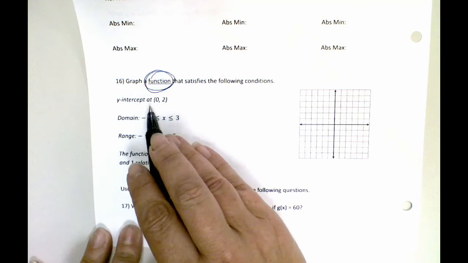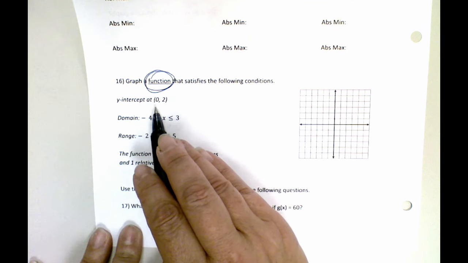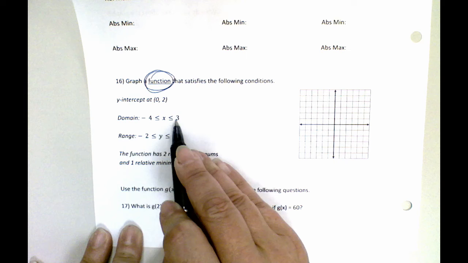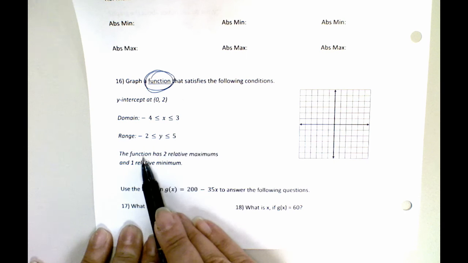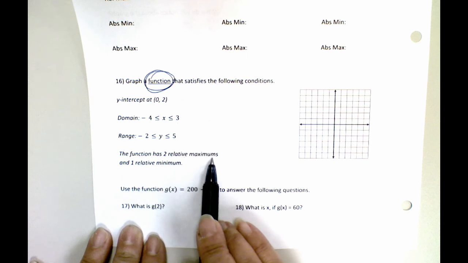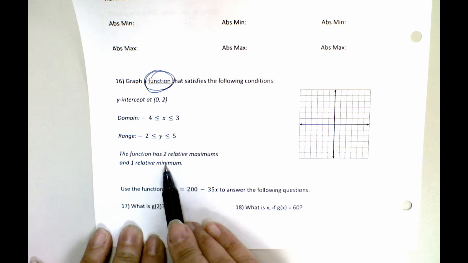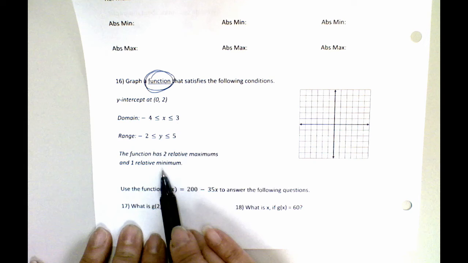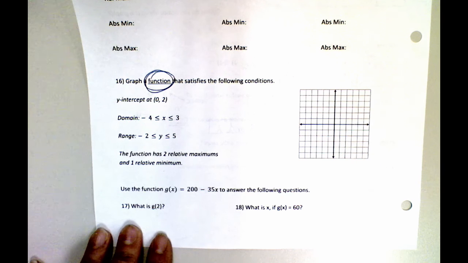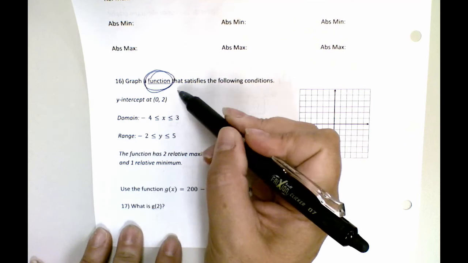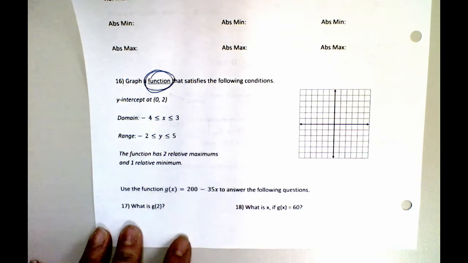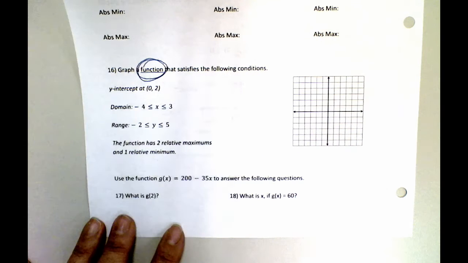So you are going to draw a function that has a y-intercept at 0, 2, that has this domain, this range, and has 2 total relative maximums, 1 relative minimum. So all of these 4 requirements need to be met on your graph. Yours might not end up looking the same as mine or someone else's. As long as I can put a check mark next to all of these things, then yours is fine. This is really applying the concept, content, knowledge.